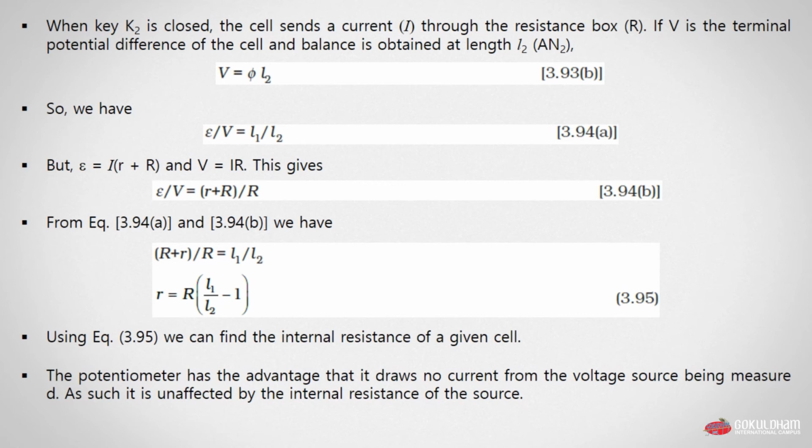The potentiometer has the advantage that it draws no current from the voltage source being measured. As such, it is unaffected by the internal resistance of the source. This advantage means it will not draw any current from the voltage source that is being measured, and as such it is unaffected by the internal resistance of the source. So this was the advantage of the potentiometer.